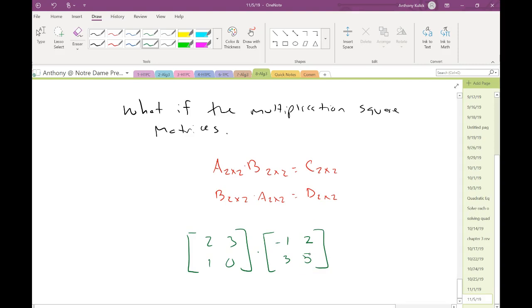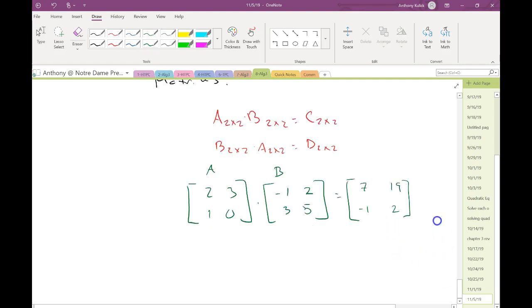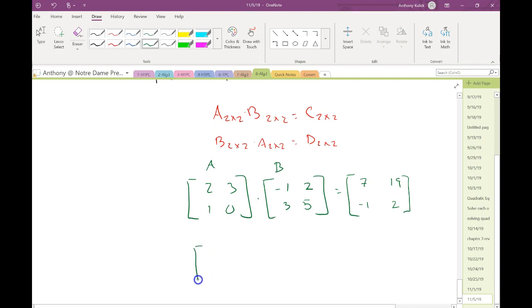Okay, let's multiply these together. The first one's my A and the second one's my B. When I do that, I get negative 2 plus 9 is 7, and then 4 plus 15 is 19, and then negative 1 plus 0 is negative 1, and then 2 plus 0 is 2. I did that just quickly in my head. You're not expected to be able to do that.